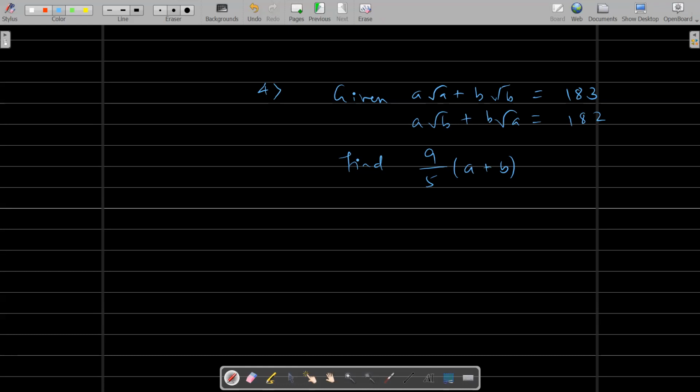In fact, this is a PRMO question, and in PRMO or even IOQM, answers are expected to be some 2-digit integer. So just to have an integer solution, instead of asking for a plus b, or find a, find b, they ask 9 by 5 times a plus b. That is just to get a 2-digit integer answer. So this was PRMO 17.